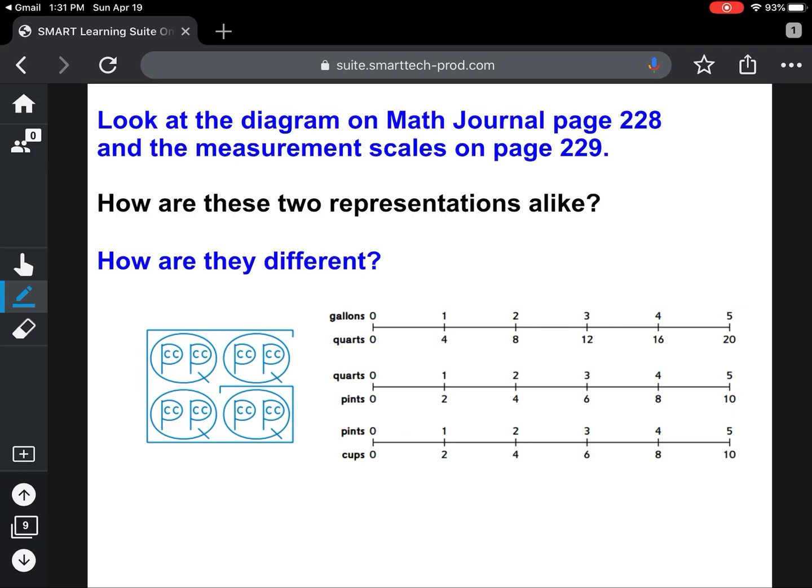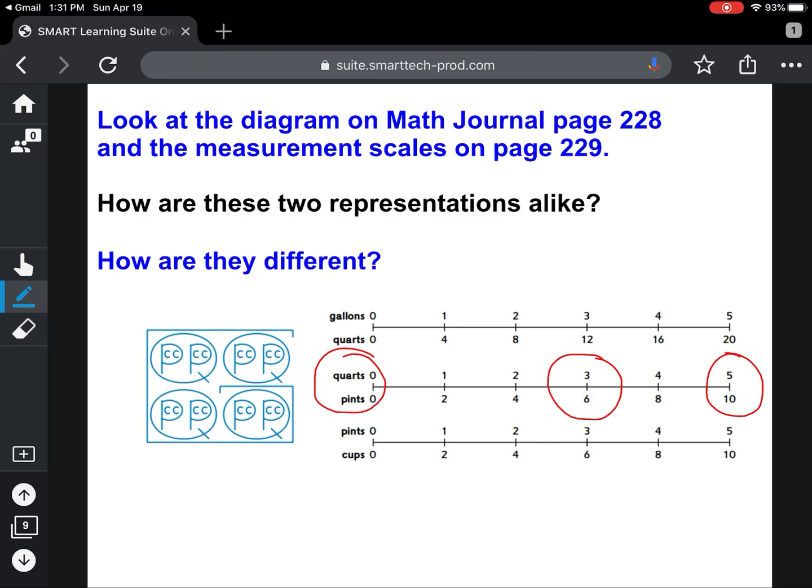Well, I know they're alike because they both show the relationship between the units. It shows you how many of one unit is equal to how many of another unit. For example, when looking at quarts and pints, I can look here and see, 3 quarts is equal to 6 pints, or 5 quarts is equal to 10 pints. Very similar to the information in the G diagram.